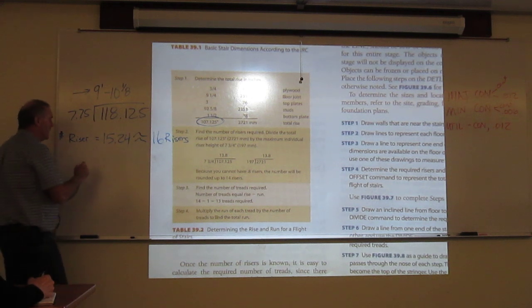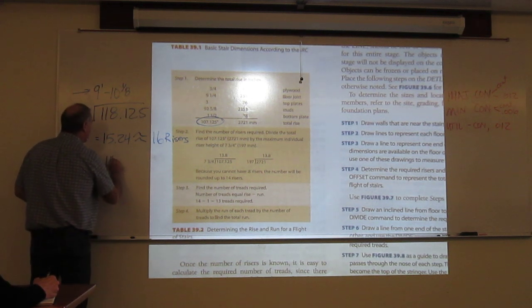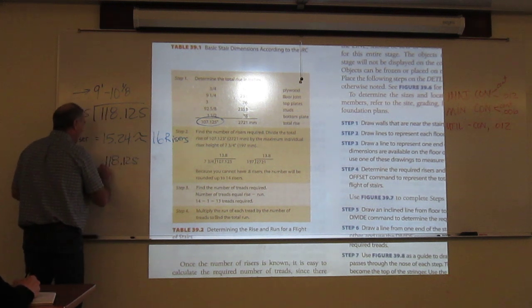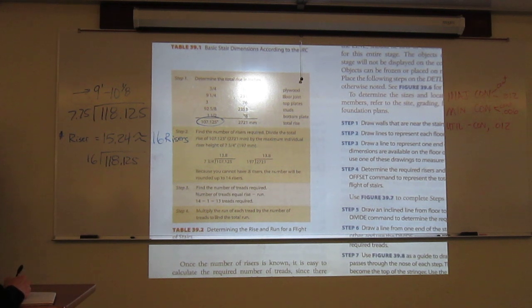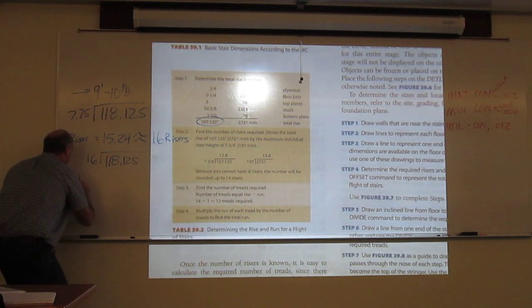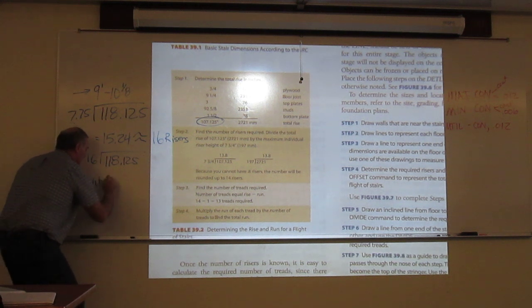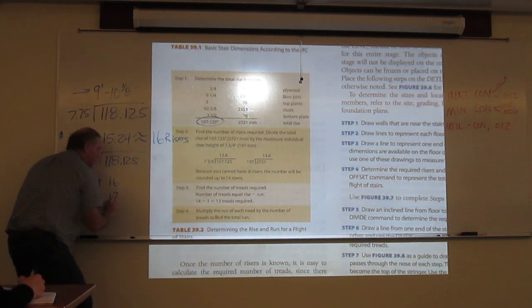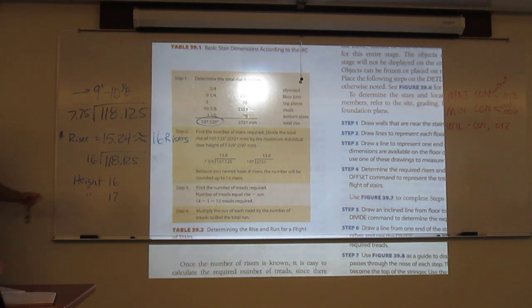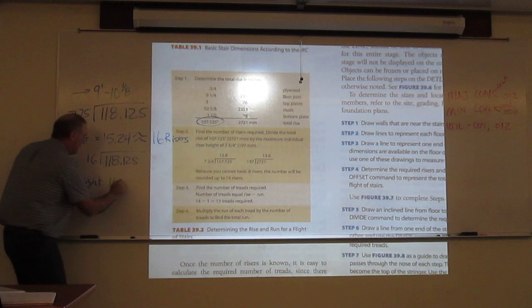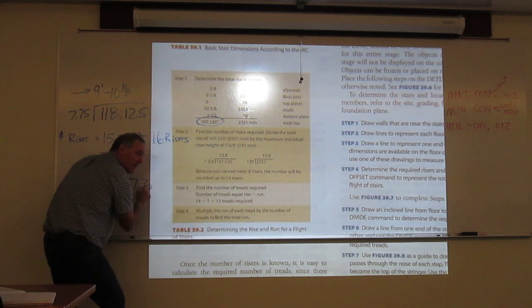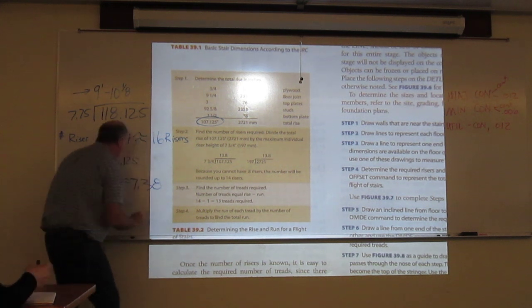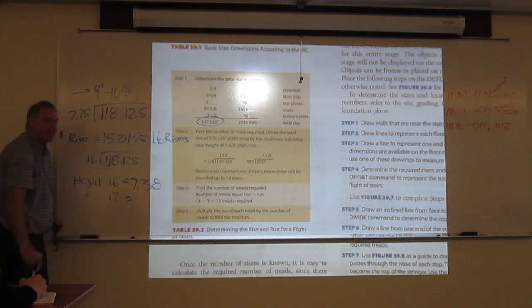Now we're going to turn this around, and we're going to take 118.125, and divide it by 16, the number of risers. Now we're finding the height. So I'll say height of 16, height of 17. We're going to look at both steps. So if you would take this number, divide it by 16, what does that equal to? 7.38. Okay. And then somebody, can you divide that by 17?